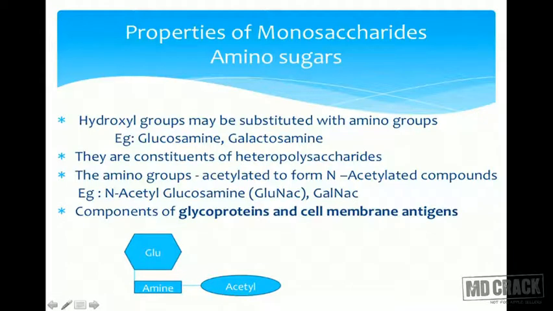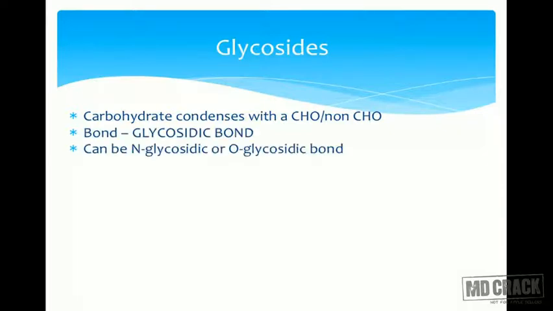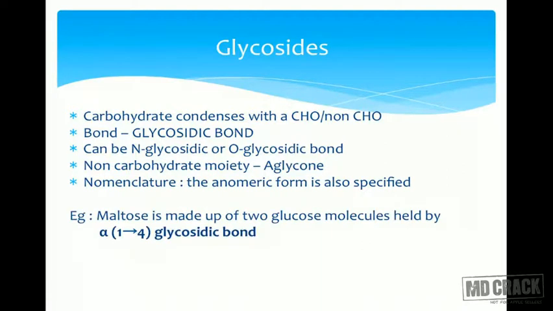They are all components of glycoproteins and cell membrane antigens. Carbohydrates can also combine with different non-carbohydrate or carbohydrate compounds, and the bond is called a glycosidic bond, which can be an N-glycosidic or O-glycosidic bond. I'll deal with it more as we talk about different glycosides. One important thing is that the non-carbohydrate compound with which the carbohydrate forms a bond is called the aglycone. The nomenclature is also specific. I'll be dealing with it further as we talk about different disaccharides that are formed.